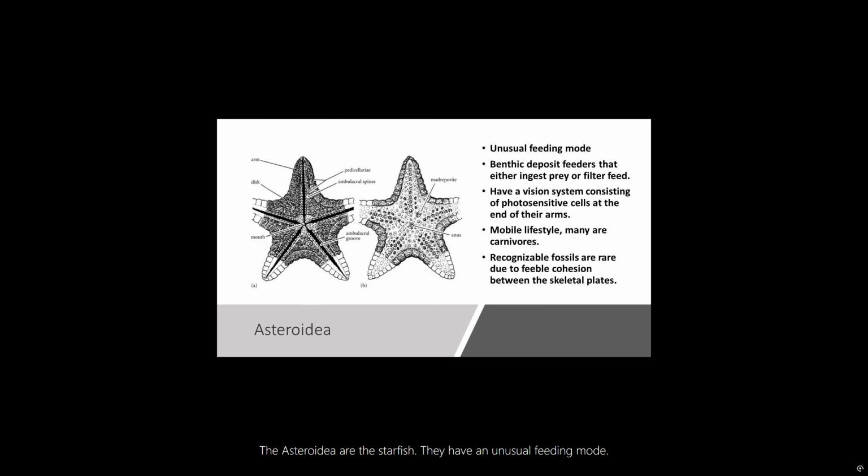The Asteroidea are the starfish. They have an unusual feeding mode. They evert their stomachs and engulf their prey outside their bodies. They are mainly benthic deposit feeders. They have a primitive vision system consisting of photosensitive cells at the end of their arms. The starfish have a mobile lifestyle, and many are carnivores. Recognizable fossils are rare due to feeble cohesion between the skeletal plates. Basically, when they die, they simply fall apart.